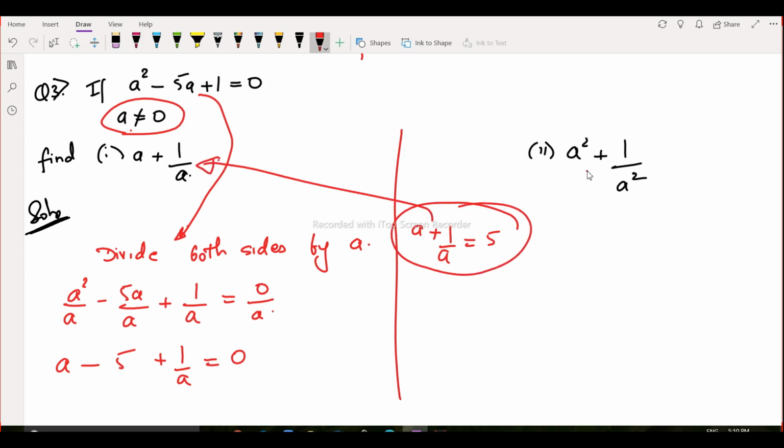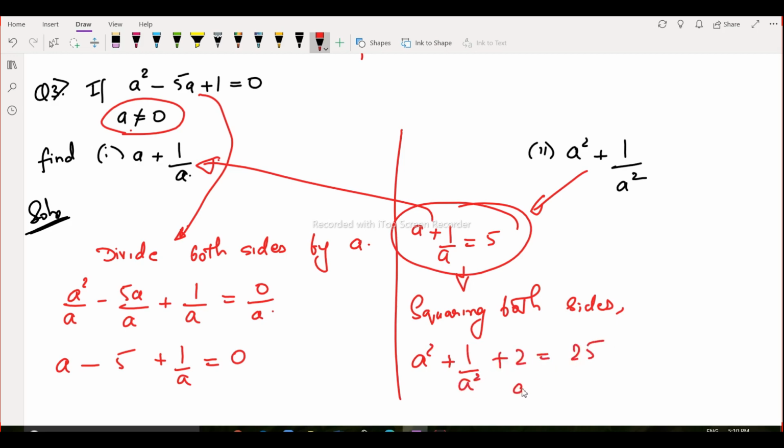Now we need a square plus 1 by a square. So as we did in the last sum, what we'll do is square both sides. So when you square both sides, what you get is a square plus 1 by a square plus 2 is equal to 25. So finally what you get is a square plus 1 by a square equal to 23.